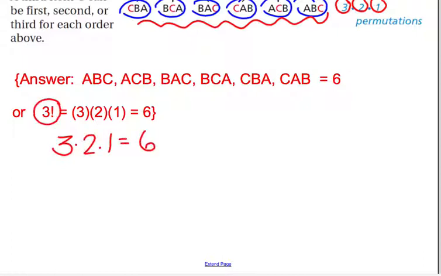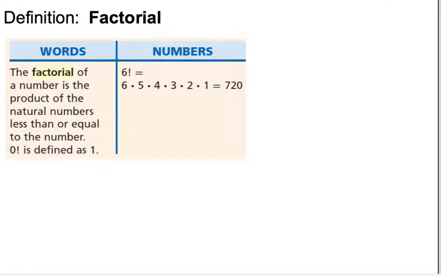This represents 3 factorial. How many different possible ways can we rearrange the order of the 3 letters A, B, and C? And they're all listed out right here. 6 different ways. All right, here is the definition of a factorial. The factorial of a number is the product of natural numbers less than or equal to the number.